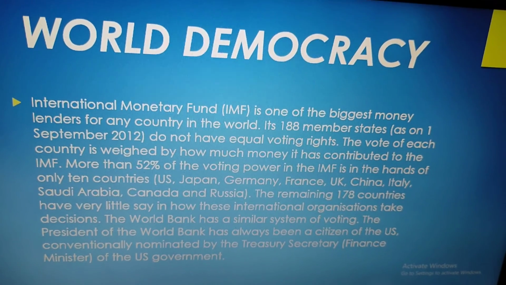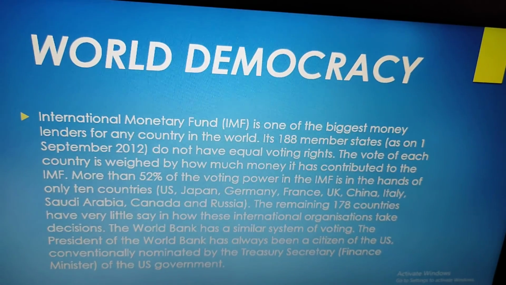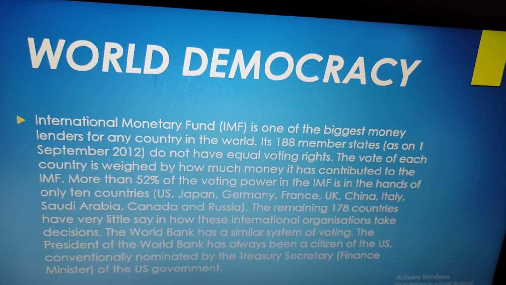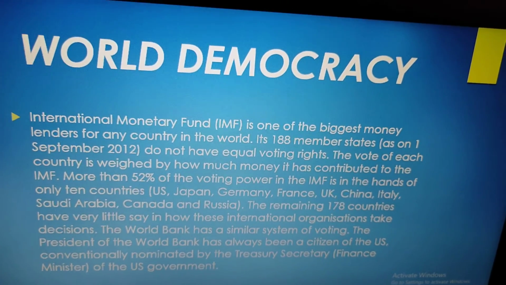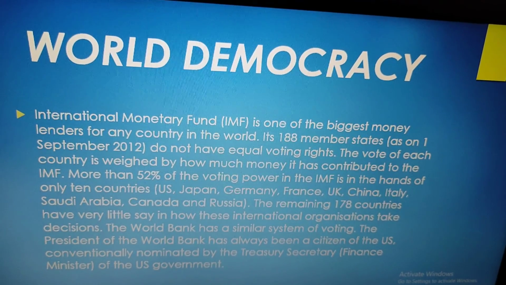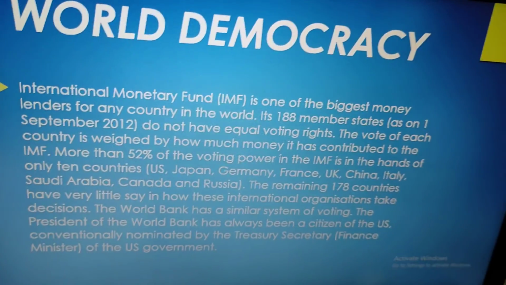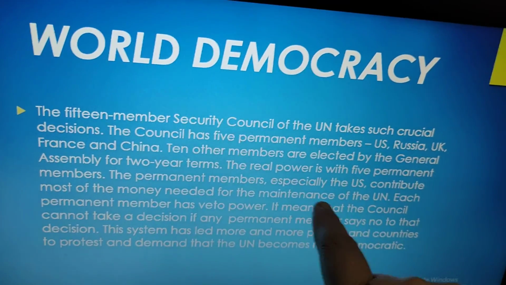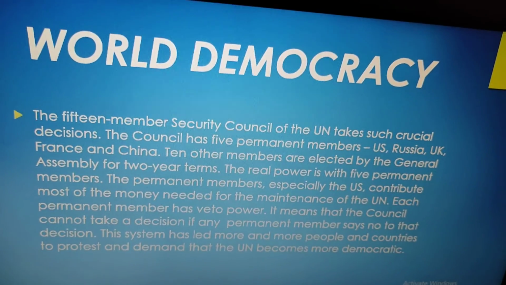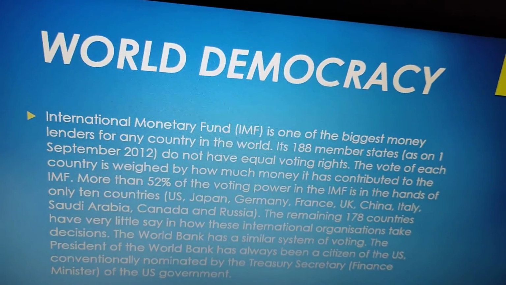The International Monetary Fund, that is the IMF, is one of the biggest money lenders for any country in the world. Its 188 members do not have equal voting rights. The vote of each country is weighed by how much money it has contributed to the IMF. And as mentioned in the previous slide, it is the USA which contributes most of the money. So definitely the power lies in the hands of the USA.